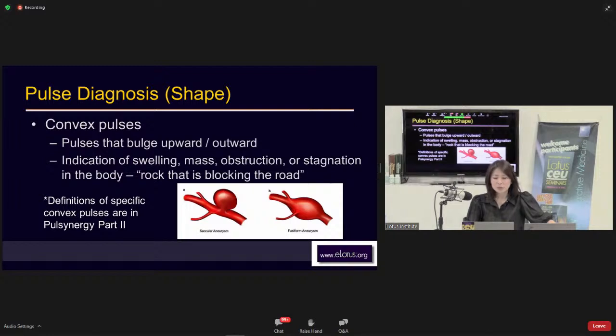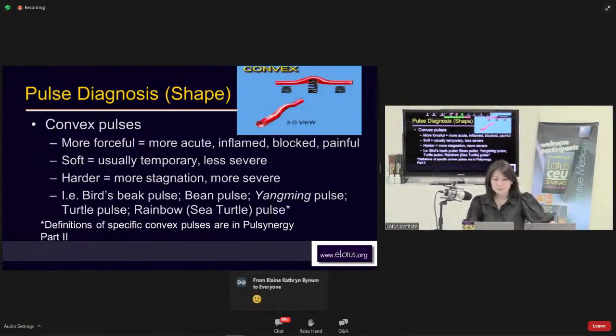If you want to know the specific definitions or terminologies of the different types of bulging pulses, you can go to his Pulse Synergy Part 2 class. He has 3 classes. Those are the 3 classes that give you the basics of all his pulse diagnosis. Today's class is kind of like a summary of these 3 classes. So let's go to the next slide.